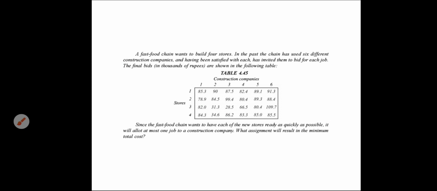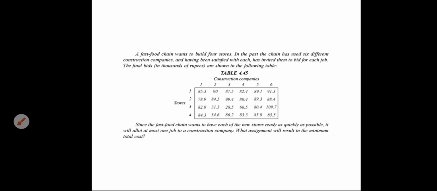See, 4 stores are there and 6 construction companies are there, the first, second, third, fourth, fifth and sixth construction companies, and these are in 1000 rupees. So 85.3 thousand rupees means 85,300 rupees, 90,000 rupees, then 70,000 rupees in this, okay, 87,000 rupees.